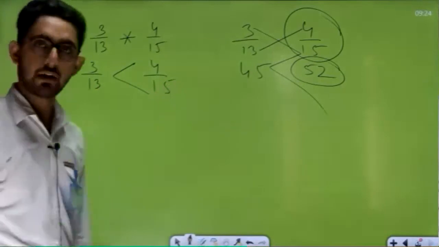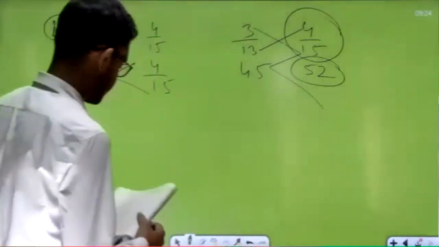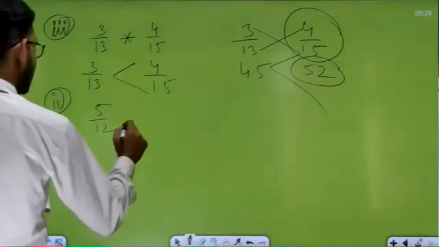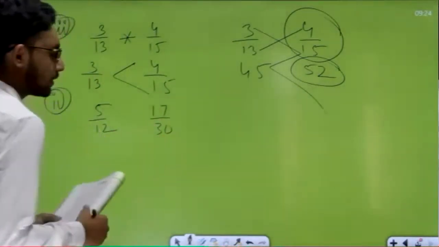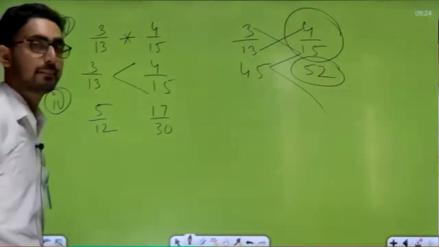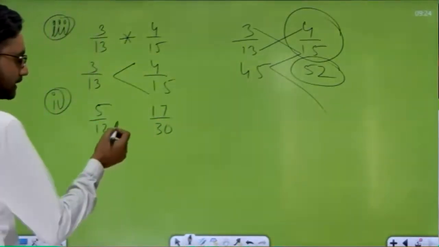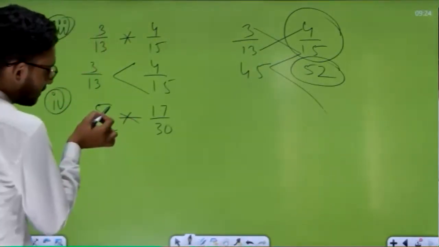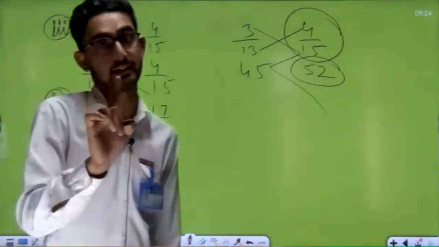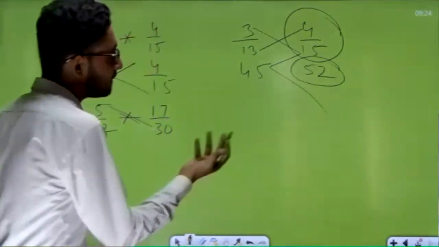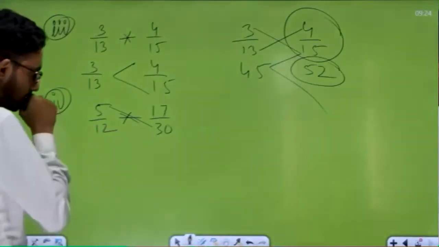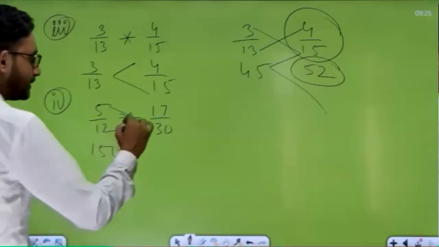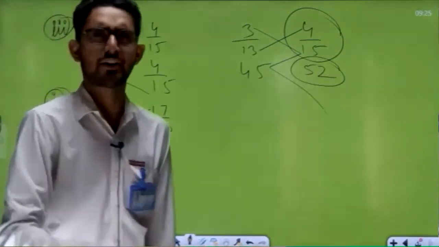Then now next question. Let's see. 5 upon 12 and 17 upon 30. Now let's see how we'll solve. First of all multiply, और multiplication की भी ध्यान से करना है. Very important because आप लोग कहीं से भी लिख देते हो. 5 into 30 that is 150. And 12 into 17, how many? Multiply fast and tell me the answer.